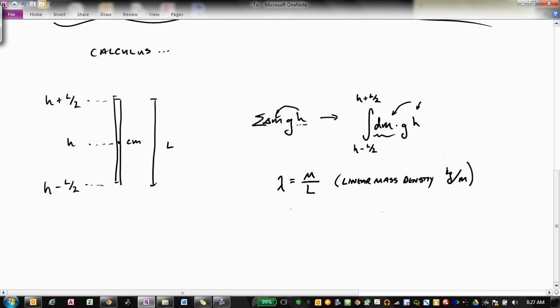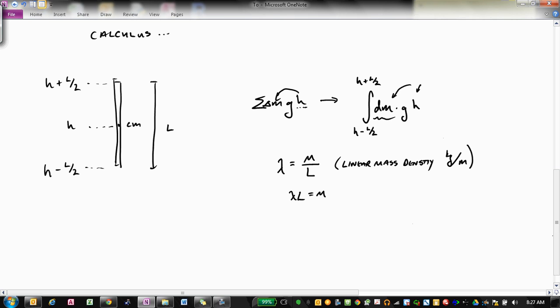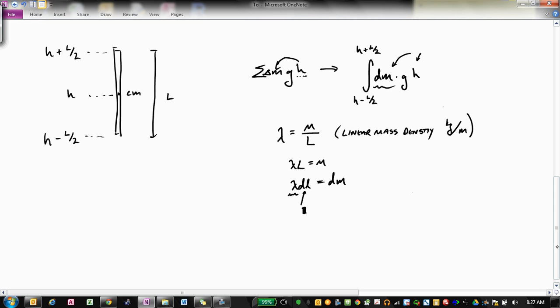All right, so we can rearrange this thing. Lambda L is equal to m. Lambda is a constant. We're going to take the derivative of both sides of this thing. So we get lambda dl is equal to dm. The linear mass density times a tiny little chunk, an infinitesimally small chunk of this thing, will give us the mass of a tiny chunk of this bar.